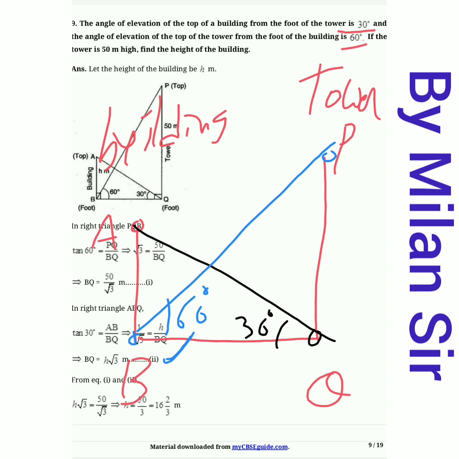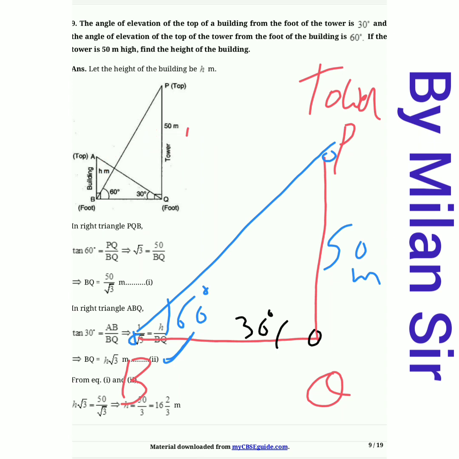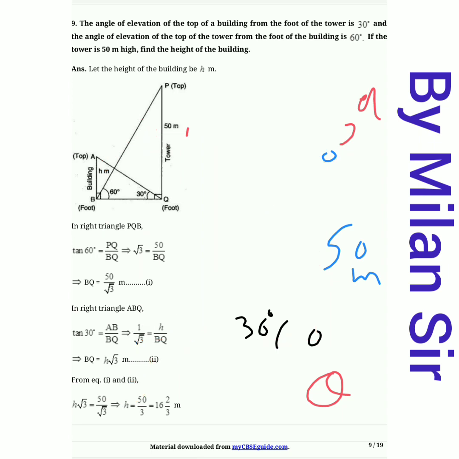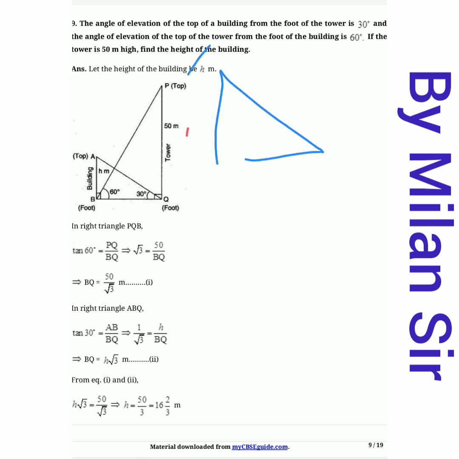Okay, now the height of tower is given, that means PQ, it is 50 meter. Now we need to find the height of building, that is AB, right? So here we have a total of two triangles. This figure is already drawn here, that's why right now I rub this. Now we have two triangles, one is ABQ and the second one is PBQ, right? First one is ABQ. Here we have angle 30 degree. The second triangle is PBQ.